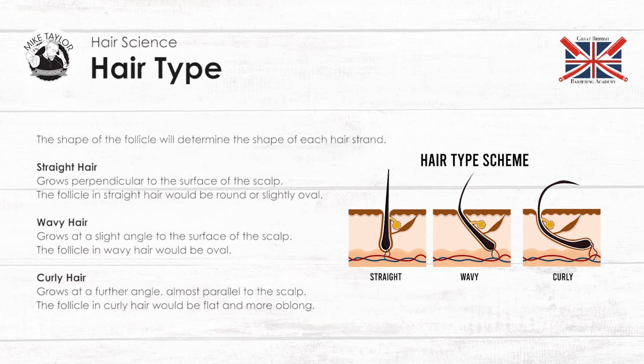Hair types. The shape of the follicle will determine the shape of each hair strand. Straight hair will grow perpendicular to the surface of the scalp, so in the opposite direction to the scalp. The follicle in straight hair would be round or slightly oval. Wavy hair grows at a slight angle to the surface of the scalp. The follicle in wavy hair would be oval. And curly hair. This grows at a further angle, almost parallel to the scalp. The follicle in curly hair would be flat and more oblong.